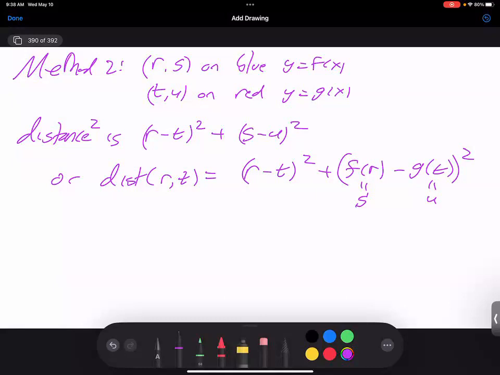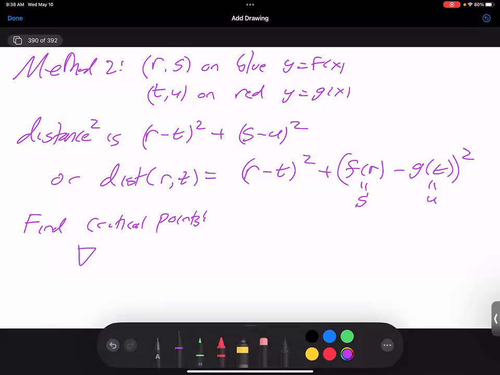You find critical points. Anything else we need to worry about? Endpoints, right? For one variable, we have to worry about endpoints. For two variables, we have to worry about a boundary region. Well, fortunately for this, r and t go off to infinity. There are no endpoints for this. So I just look for critical points.